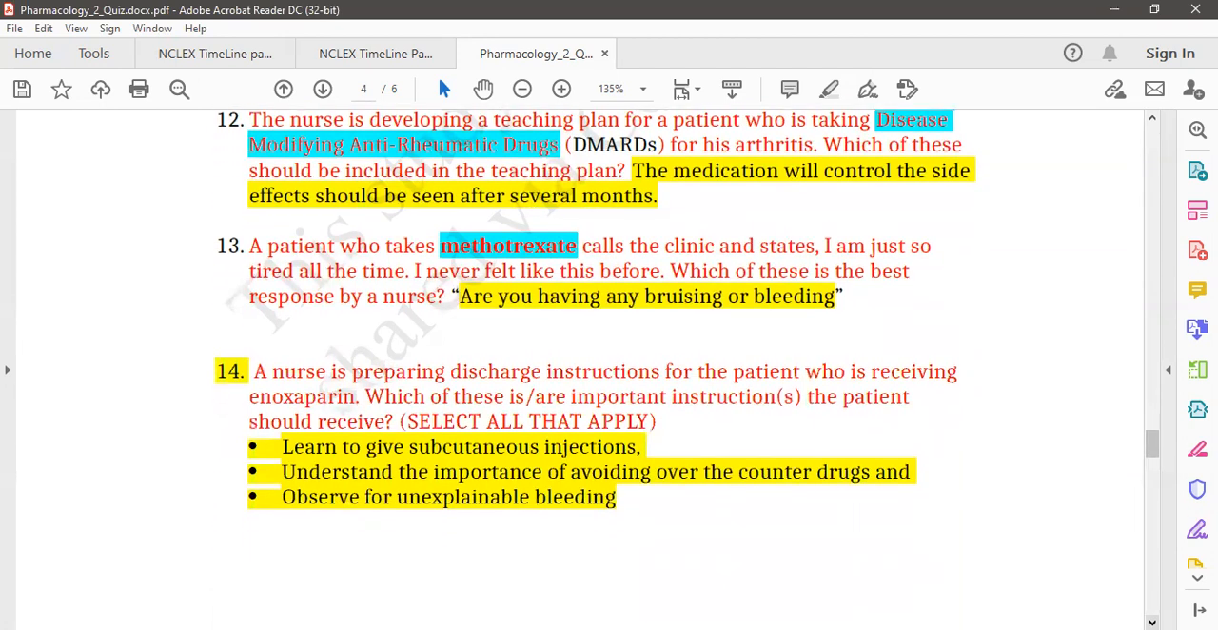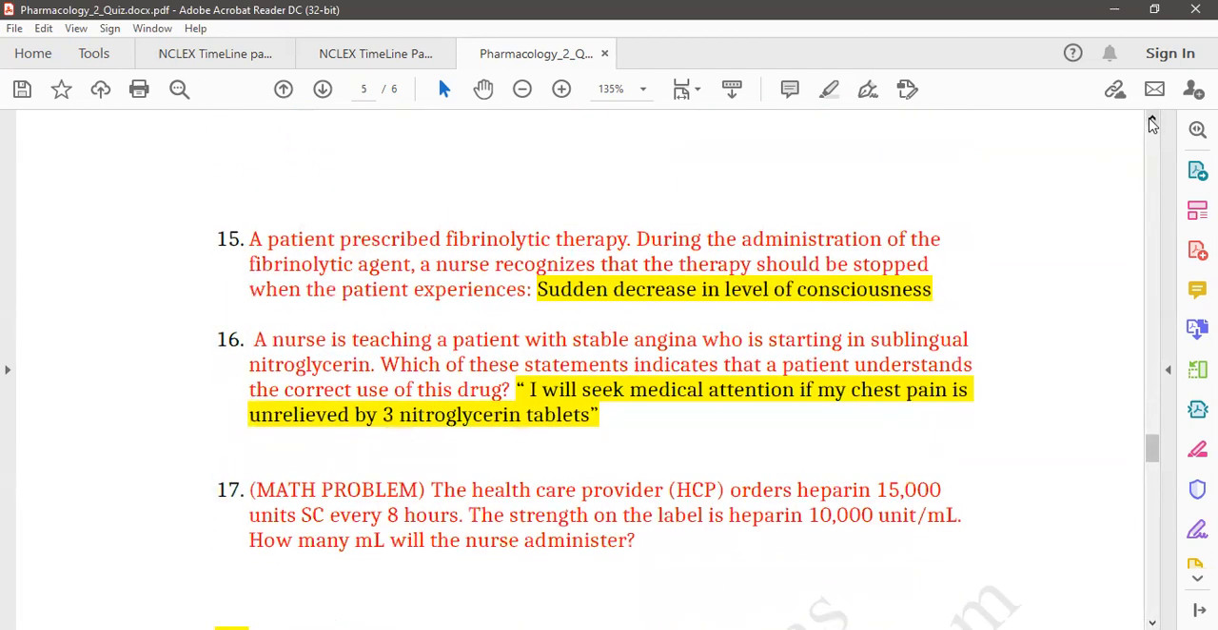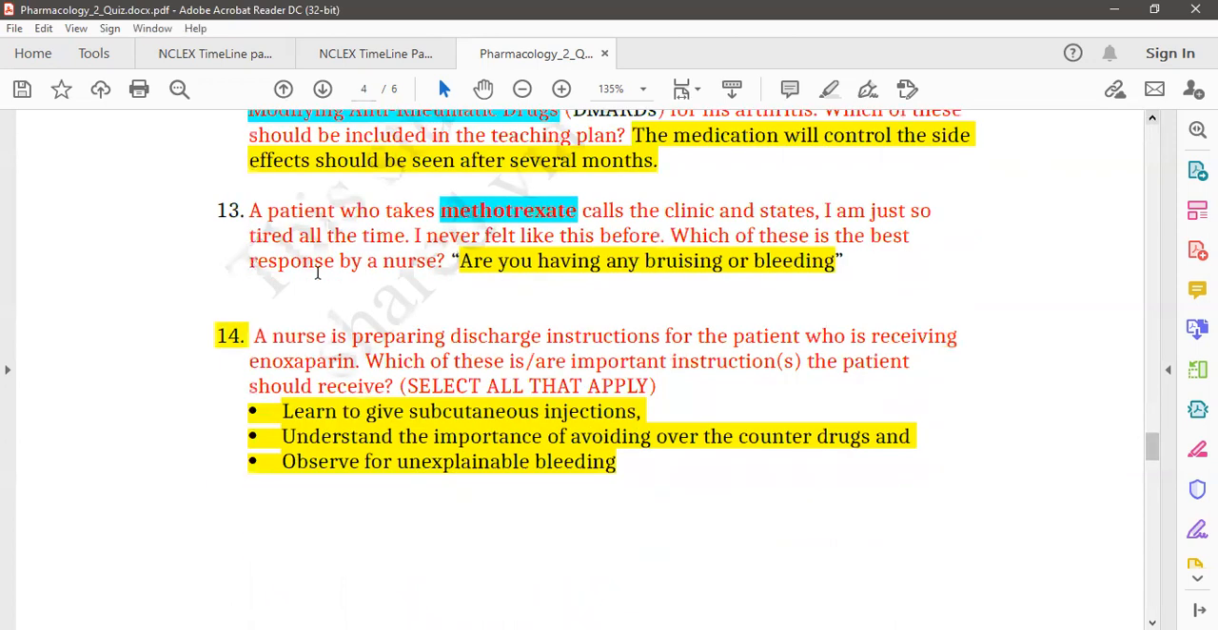Next question here. A nurse is preparing discharge instructions for the patient who is receiving enoxaparin. Which of these is or are important instructions the patient should receive? Learn to give subcutaneous injection, understand the importance of avoiding over-the-counter drugs, and observe for unexplained bleeding.